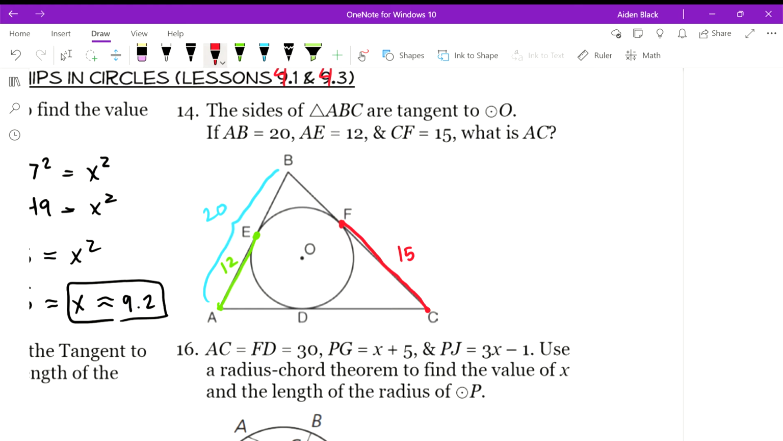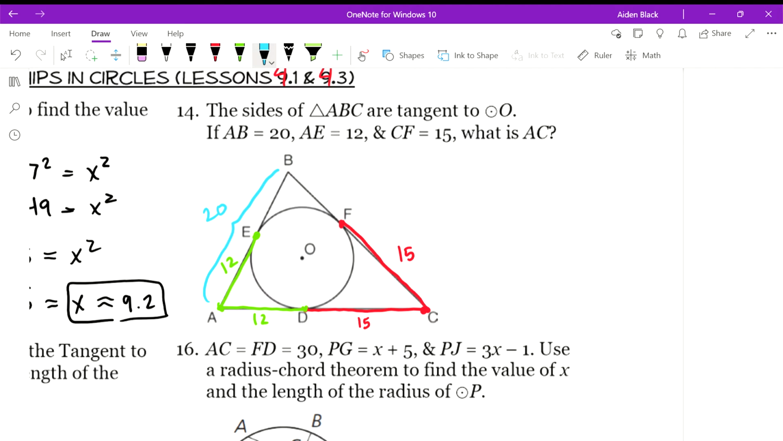Now, with the tangent to the circle, we know by the two tangent segment theorem that these tangent segments that intersect, for example, DC and FC, should be equivalent. We've proven this before. Same thing here. You'll notice that DA intersects with EA and they're both tangent to the circle. So this should be 12.